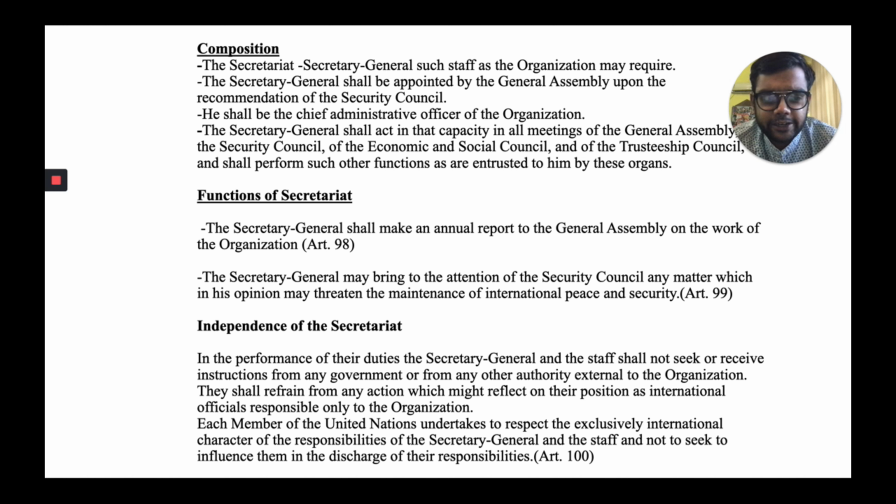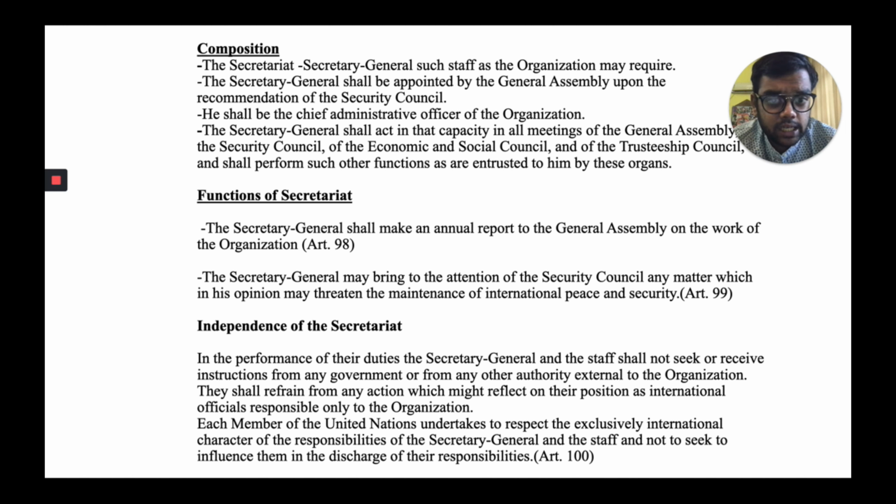The missions of the Secretariat are basically to make an annual report to the General Assembly on the work of the organization, as given in Article 98, and he may bring to the attention of the Security Council any matter which, in his opinion, may threaten the maintenance of international peace and security. Now, this is given in Article 99 of the UN Charter.